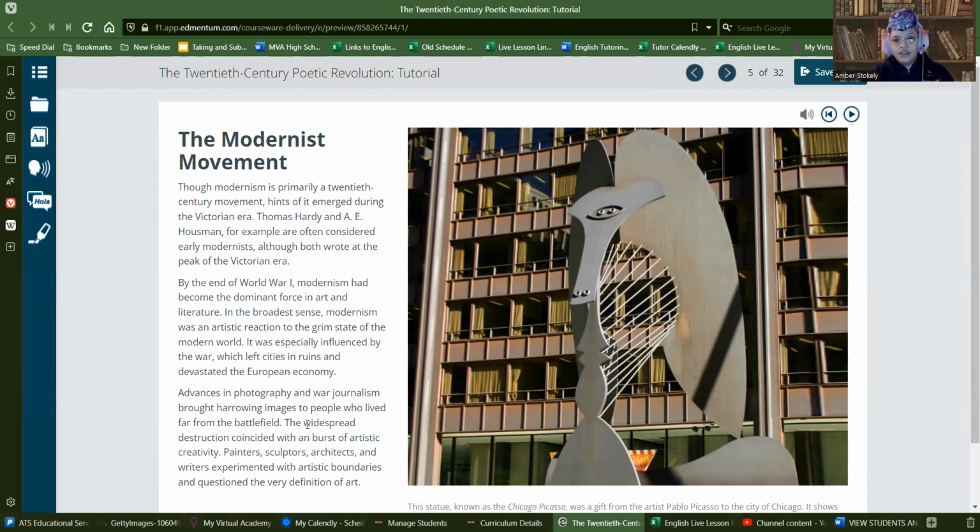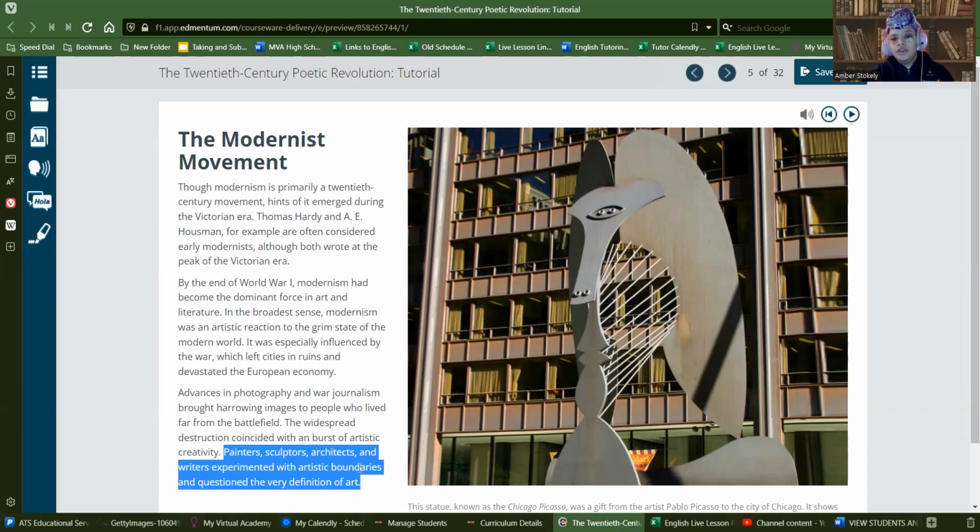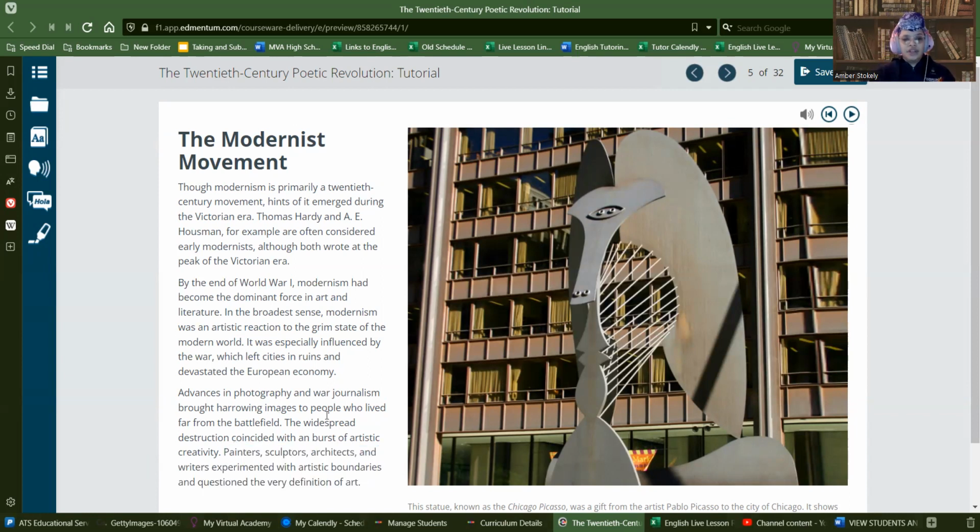And it says here that the widespread destruction, people being informed about that destruction, coincided with a burst of artistic creativity. And then they give you examples of this. Painters, sculptors, architects, and writers experimented with artistic boundaries and questioned the very definition of art. So that's sort of a summary of what we're going to get into today in terms of modernism and how art affected what poetry was like at the time.